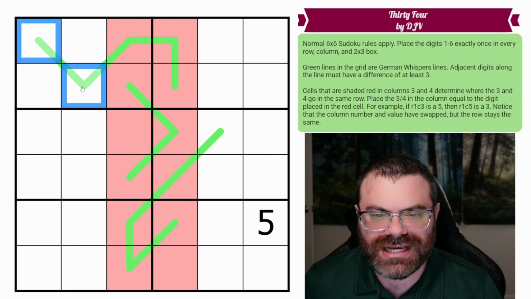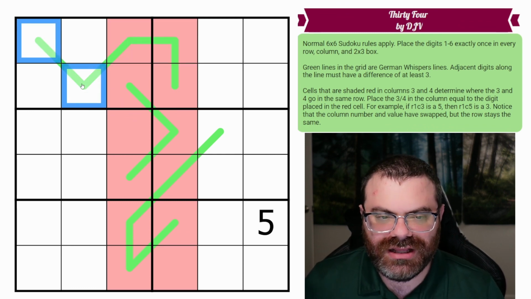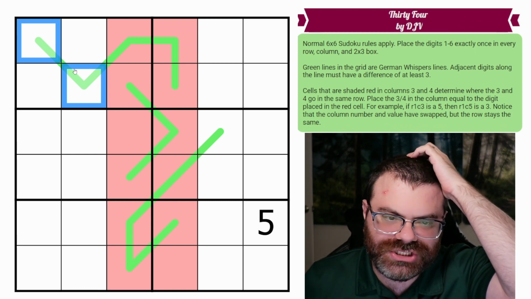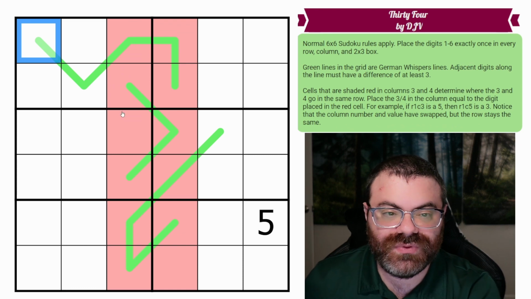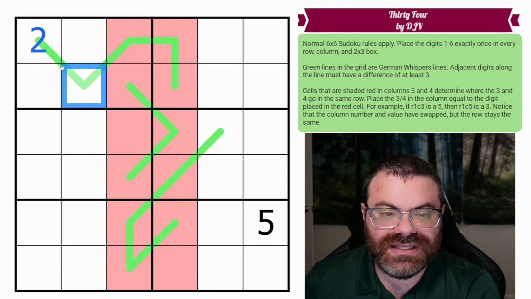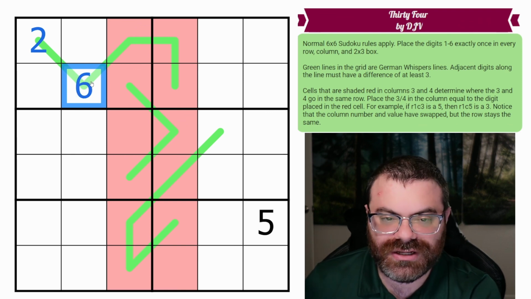We also have green lines in the grid. Those are German whisper lines. What those mean is that as you move along the line, the digits have to have a difference of at least 3. So if this was, for example, a 2, then this needs to be at least 3 away from 2. And the only two digits that do that are 5 and 6. So this could be a 5 or a 6, doesn't matter which.